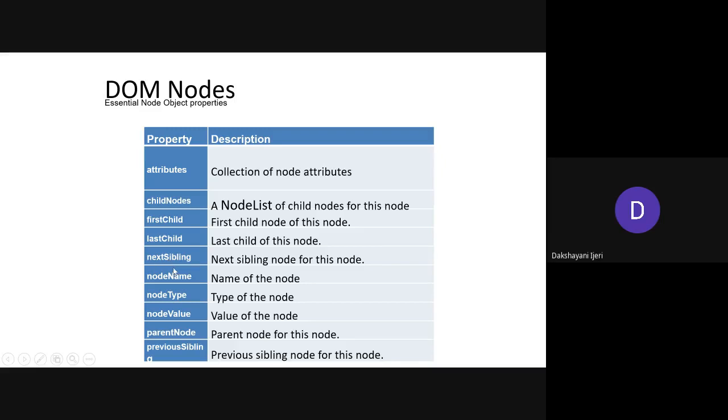And if you want to access the content of the HTML directly by the node name, you can use this property, nodeName. And similarly, if you want to access it by the type, if you have used the type attribute within that element, you can access the element with the nodeType property. And similarly, the nodeValue, parentNode, and the previousSibling.